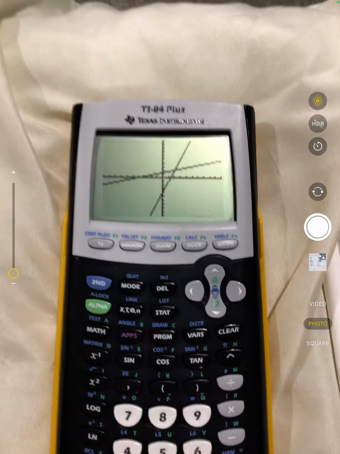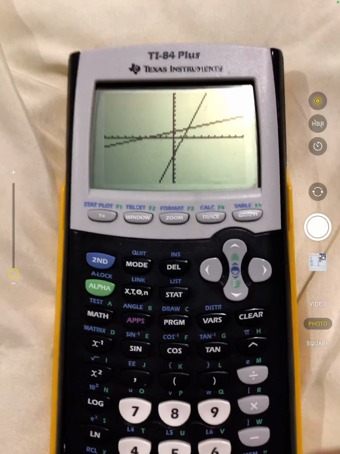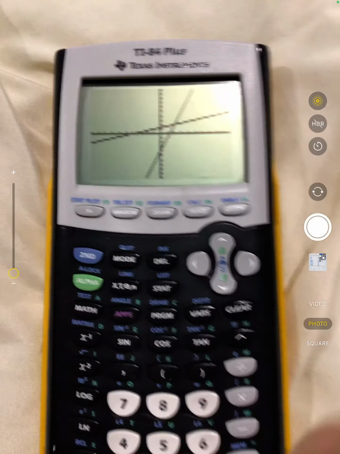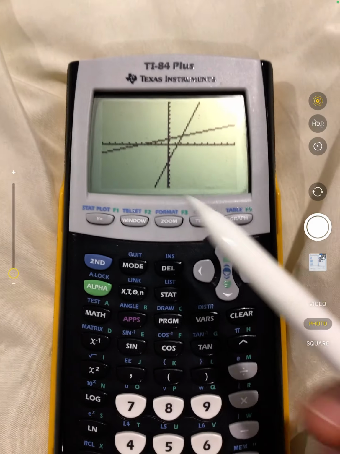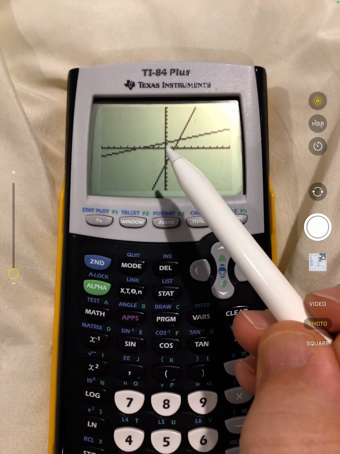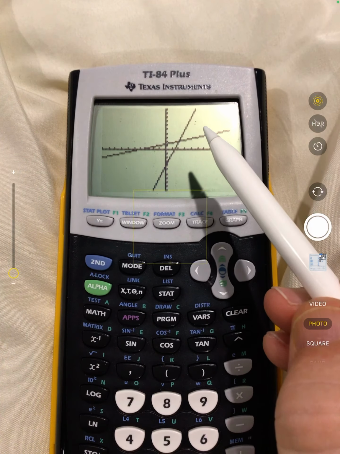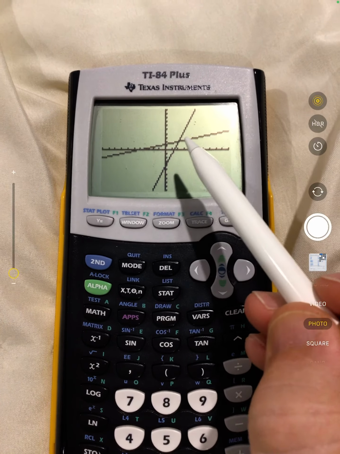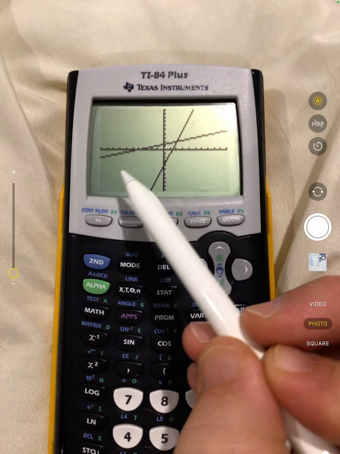Now, I want to show you one last thing. Do you see how this function and this inverse are? A function and its inverse will always reflect over the line y equals x. Okay, y equals x is just a diagonal line that cuts right through here.